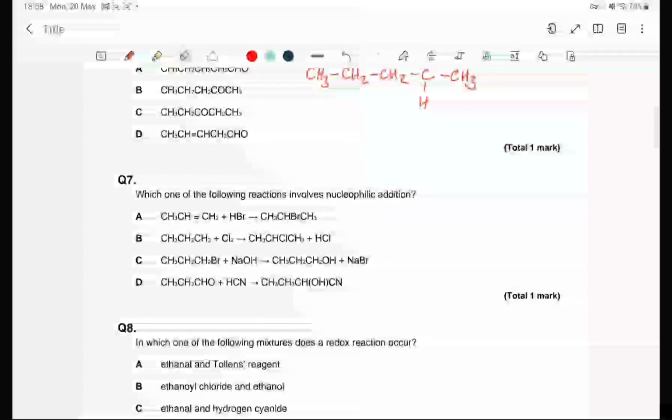Option C is the OH minus ion attacking the delta positive carbon, so it is a nucleophilic reaction, but of course this is a substitution reaction, not addition, which leaves D, which of course is an addition reaction. You can see we're going from 2 reactants to 1 product, and the CN minus, of course, is attacking the delta positive carbon. It is acting as a nucleophile. So the answer is D.